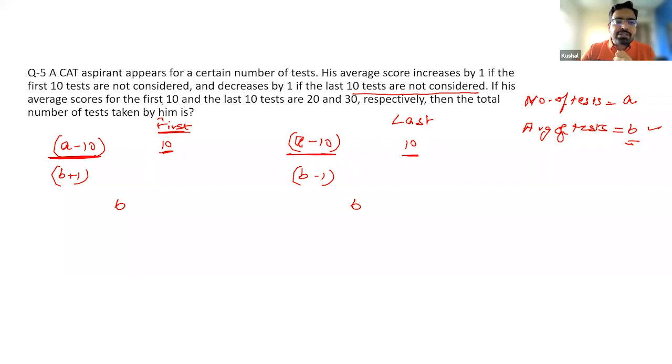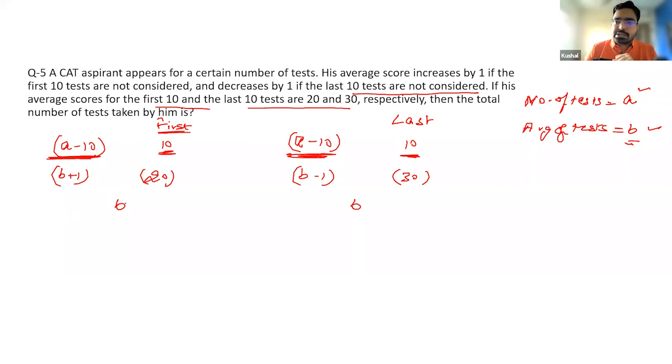If his average score for the first 10 and the last 10 tests are 20 and 30 respectively. So for the first 10 tests, the average marks is 20. For the last 10 tests, the average marks is 30 respectively. Then the total number of tests taken by him is what? So you are looking at the number of tests as A. Now, these are two different mixtures that we may call it. Over here, we are combining these two sets of tests, and over here, we are combining the other set of tests, right?